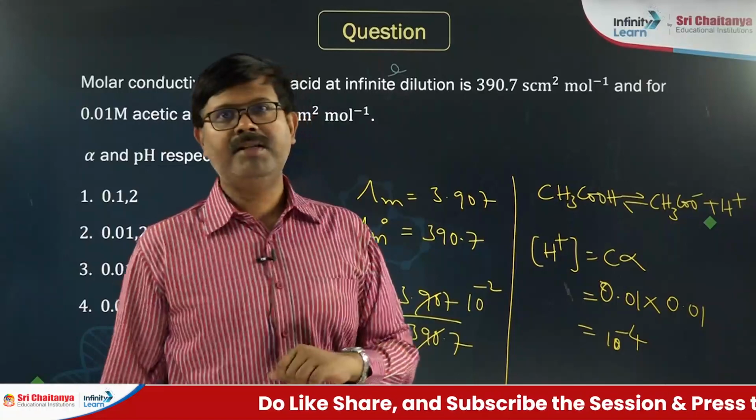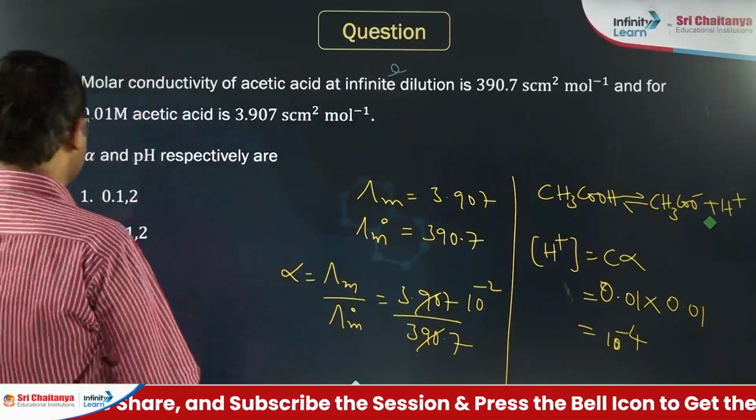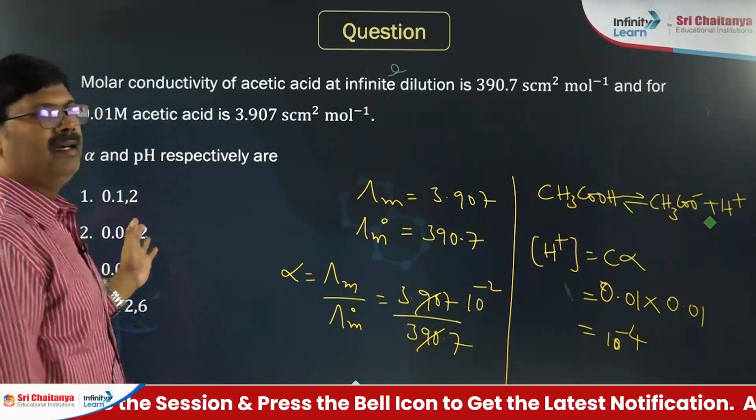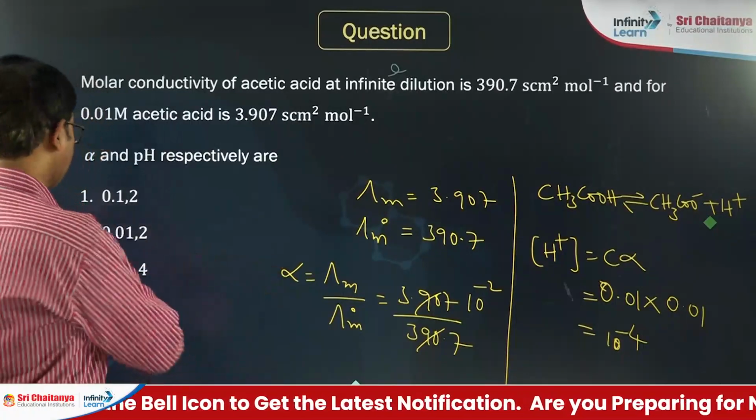So pH will be how much? pH will be 4 for this. So 0.01 is the alpha and 4 is the pH.